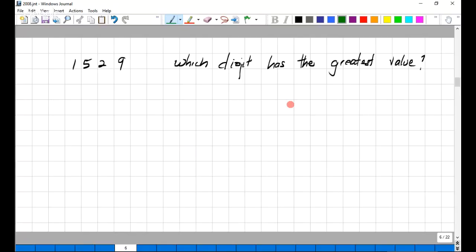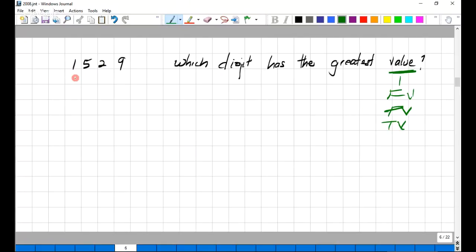Yes, Corey, let's go. Which digit has the greatest value in this number here? What's the number, please? Sir, 1,529. Which value are they talking about here? Is it the face value, the place value, or the true value that they're talking about? The true value. All right, good.